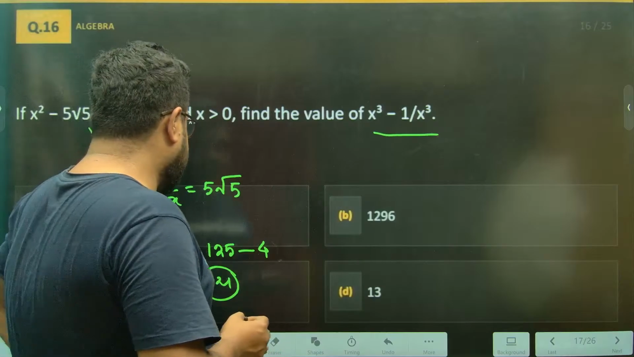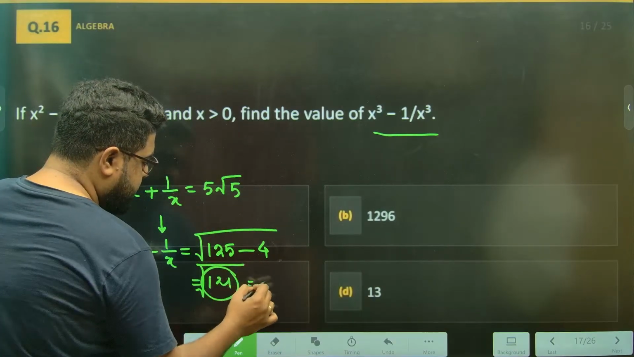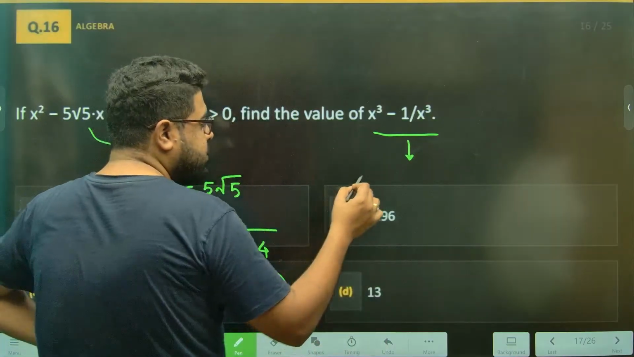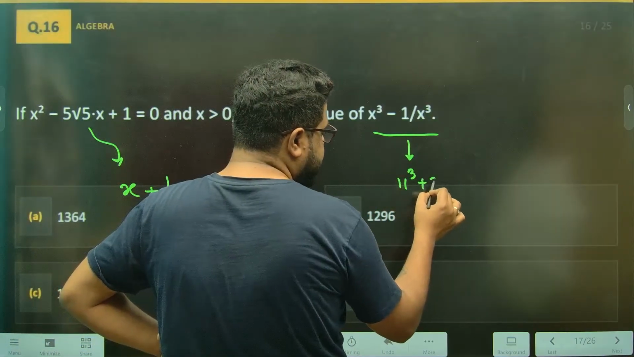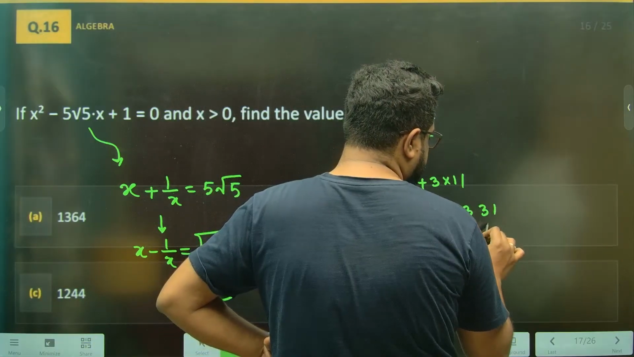This will come out very big. Achha, sorry, square root. See, I forgot. No. It's 11, sir. So x cube, this will be p cube plus 3p. So 11 cube plus 3 into 11. So again 1331 and 33, sir.